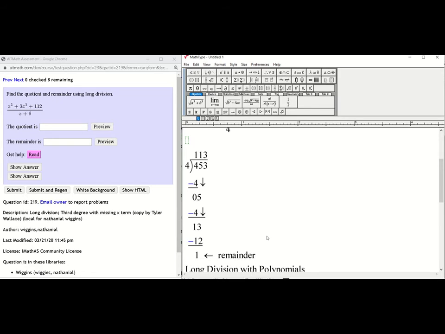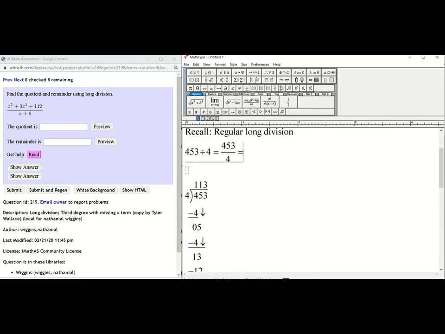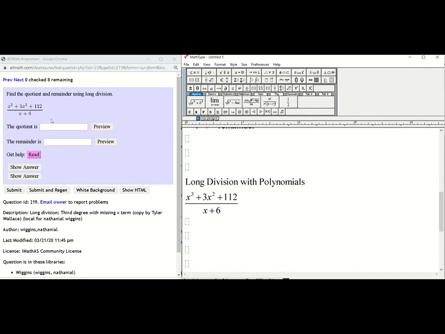Okay, so what does that mean in my world? That means that this thing is 113, and then that remainder that was left over, over that original divisor, right? And so this is how we do long division, right? Cool? Okay, let's go over to something on the homework and take a look at this.